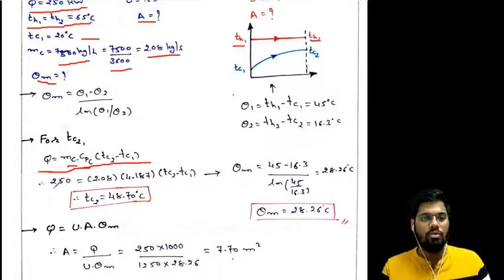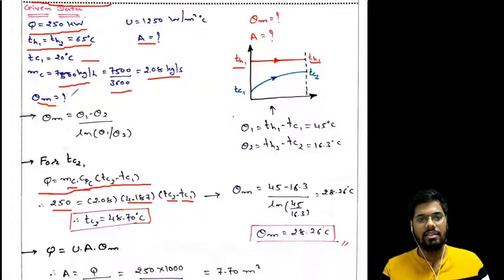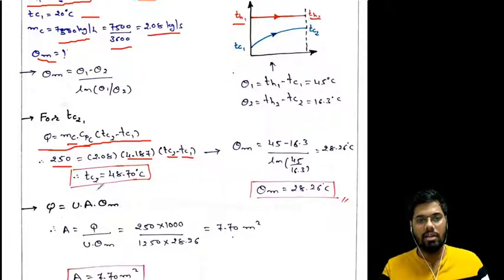Here the unit of Q is kilowatt, so the unit of specific heat is kilojoule per kg Kelvin. Now this is a temperature difference, so Tc2 is unknown for us and Tc1 is already given as 20 degrees Celsius. So from this equation we can easily find out the unknown temperature of the outlet cold fluid. It means Tc2 is 48.70 degrees Celsius.